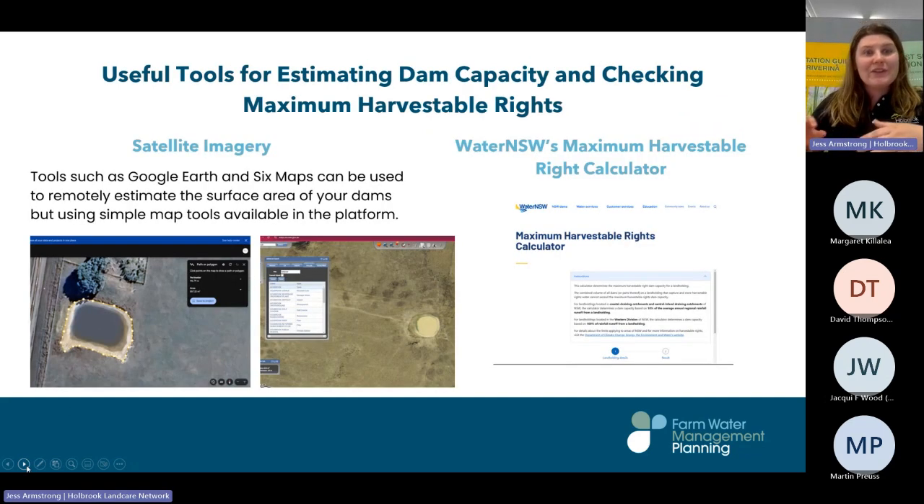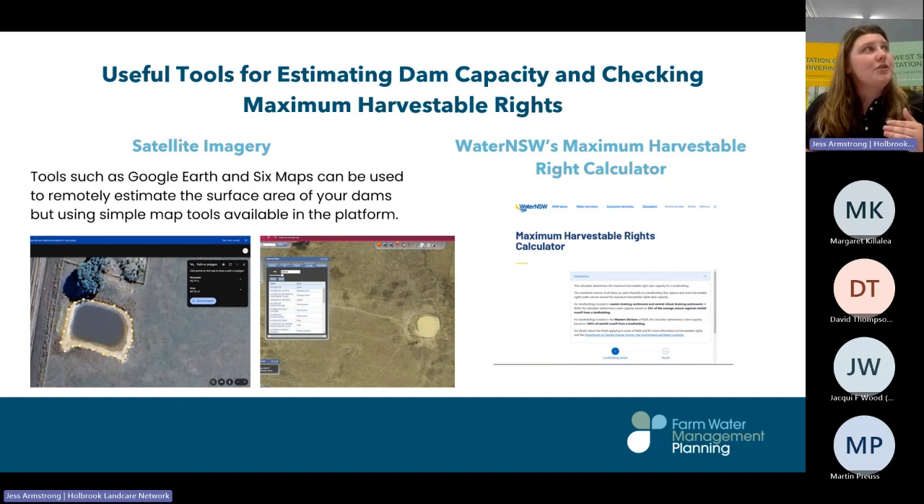So that brings me to the second part of today's webinar, where I really wanted to provide people with the opportunity to see some cool tools about how you can use satellite imagery to potentially help identify some of your dams that may be more reliable during dry times. And also, of course, to help you estimate your maximum capacity of the dams across your property or in your system, and how to utilise the Water NSW maximum harvestable rights calculator.